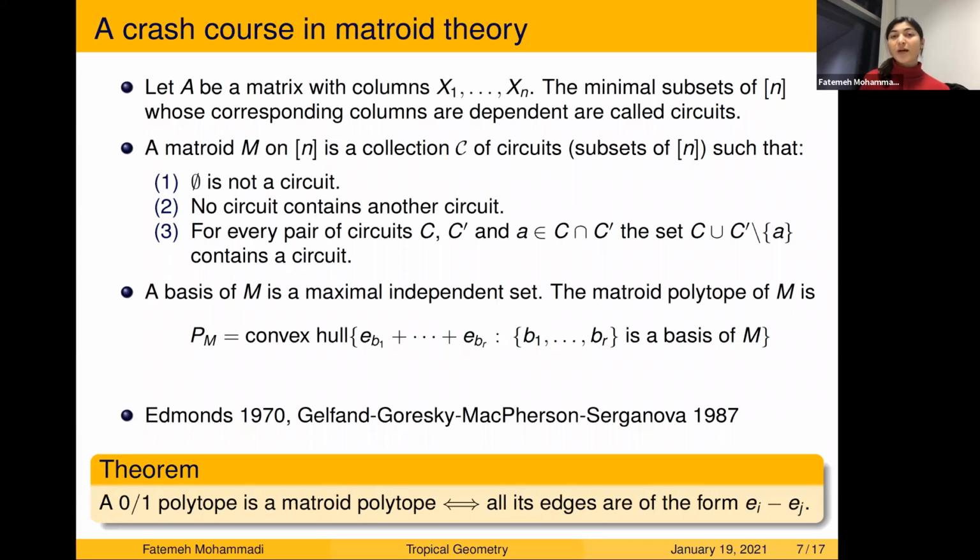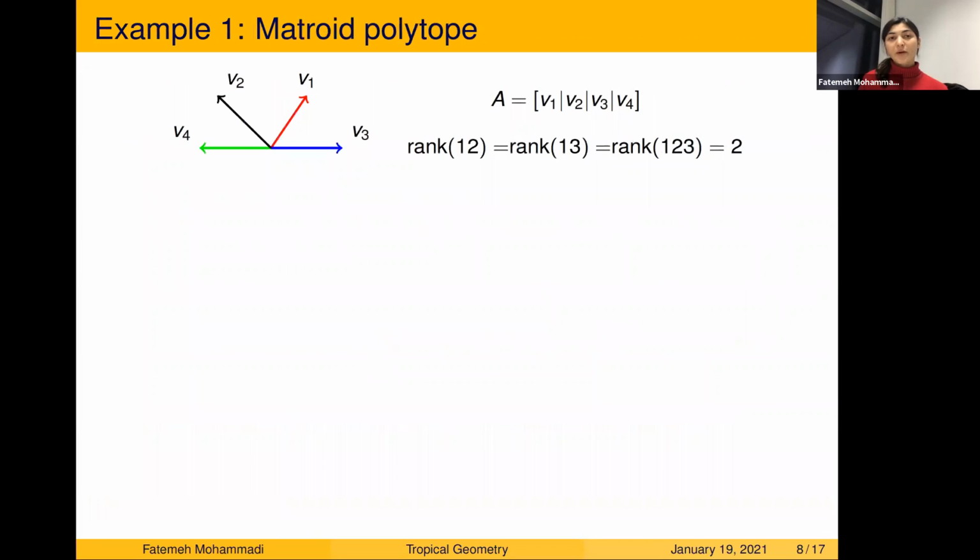So I'm going to show you two examples. Here is my example. Let's take these 4 vectors, representing a matrix, and this comes with a matroid. So I have a matroid on ground set 1, 2, 3, 4. Now I have to tell you the circuits of my matroid, the independent sets, the bases, and the matroid polytope. Let's check this example together.